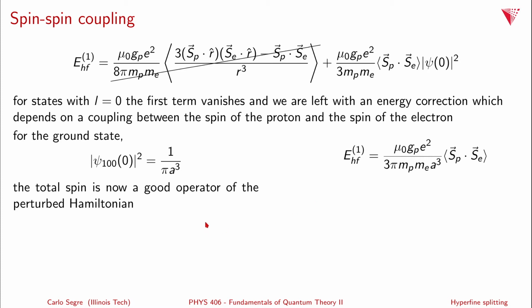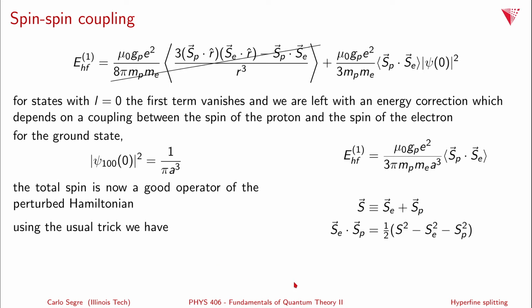We know how to do this. We've done the spin-orbit coupling already, so this means that the good quantum number involves the total spin, which includes the spin of the proton and the spin of the electron. So the total spin is now a good operator of the perturbing Hamiltonian. S is equal to S sub e plus S sub p. We can use the usual trick that we used before to take S sub e dot S sub p.